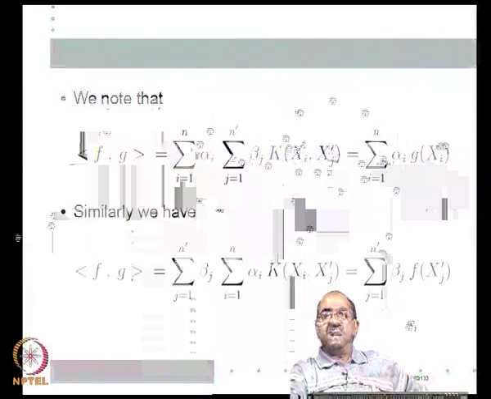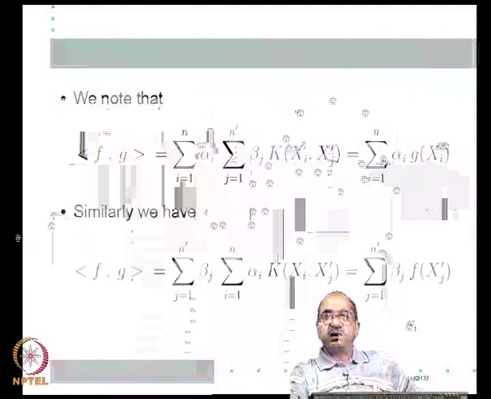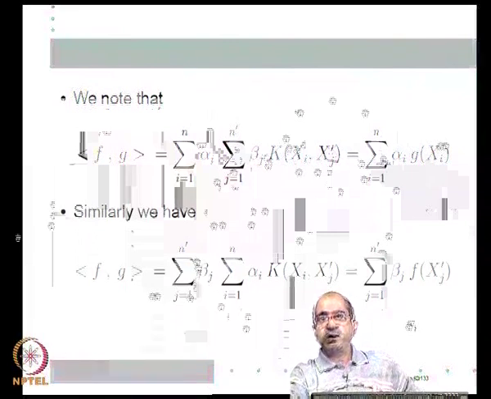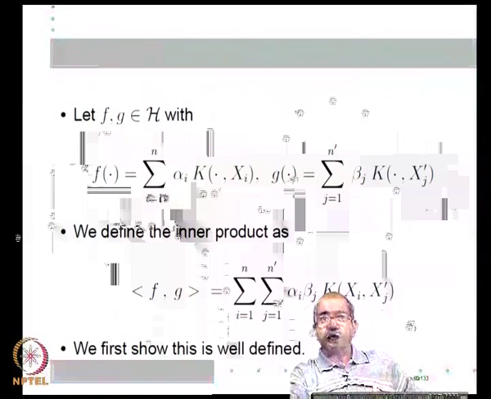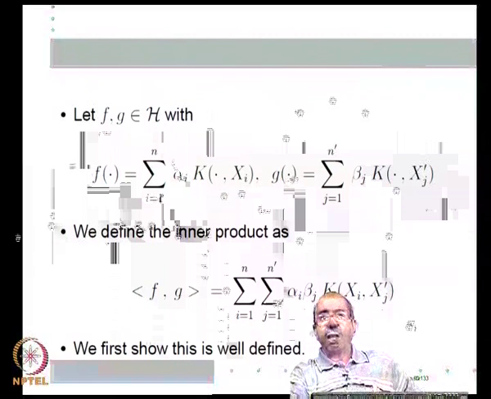Similarly, by interchanging the two summations and taking beta_j out, I can write this as the summation over j equal to 1 to n prime of beta_j times the summation over i equal to 1 to n of alpha_i k(x_i, x_j prime). What is this? f is this, so f(x_j prime) will be the summation over i equal to 1 to n of alpha_i k(x_j prime, x_i).